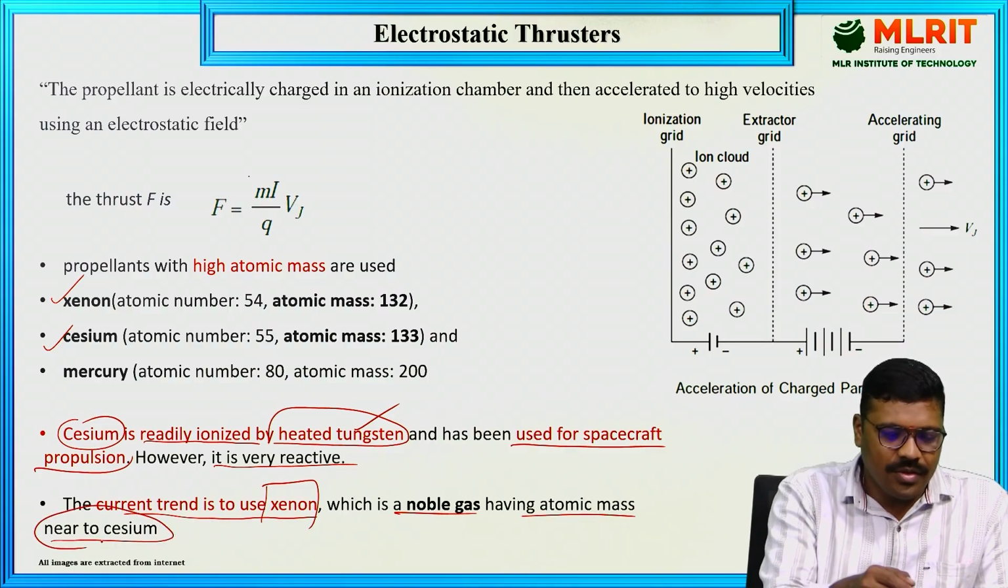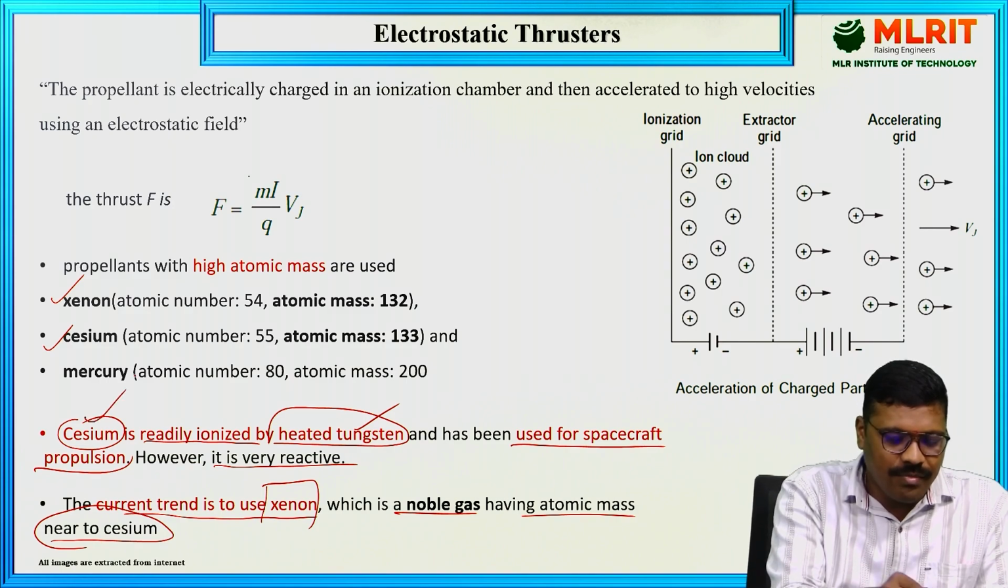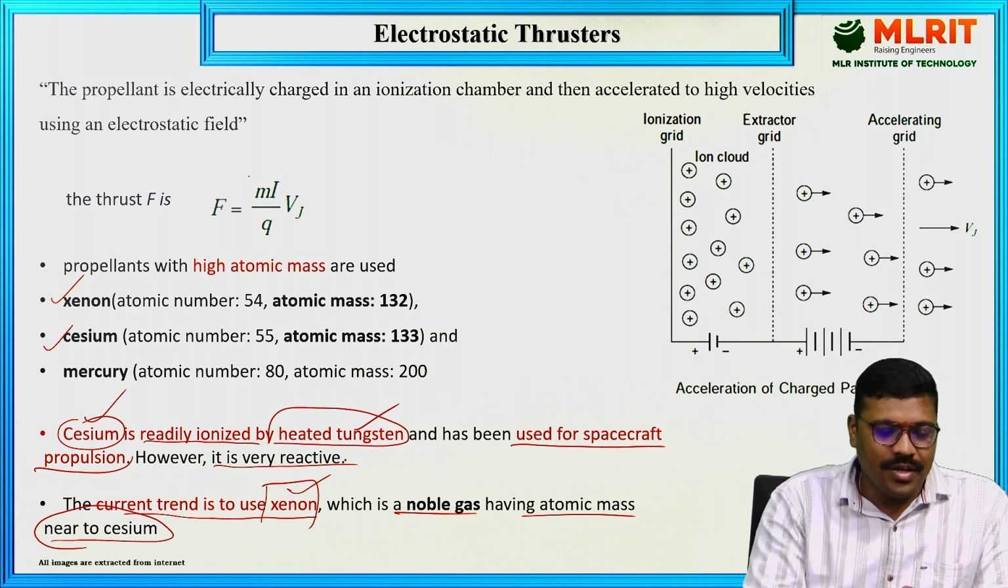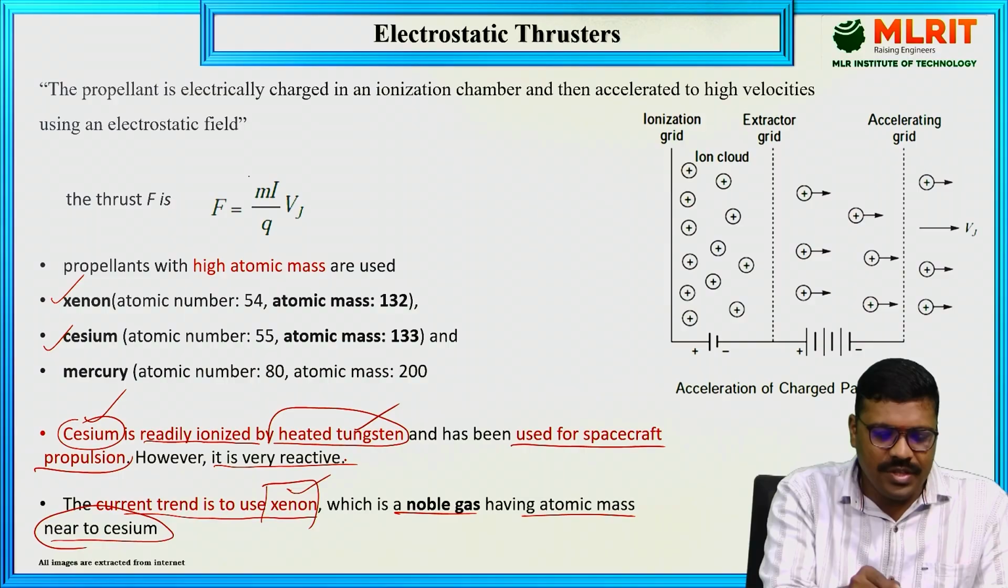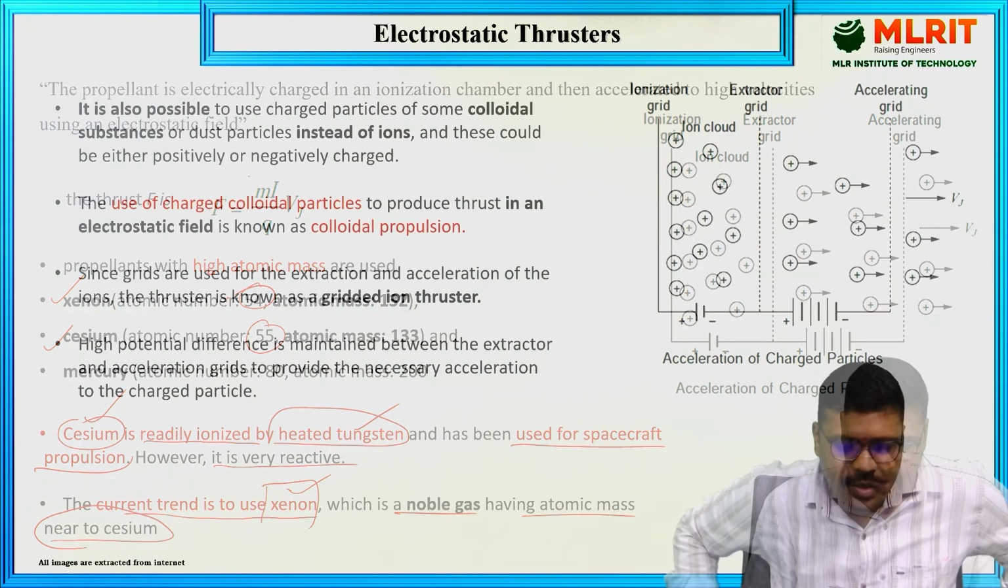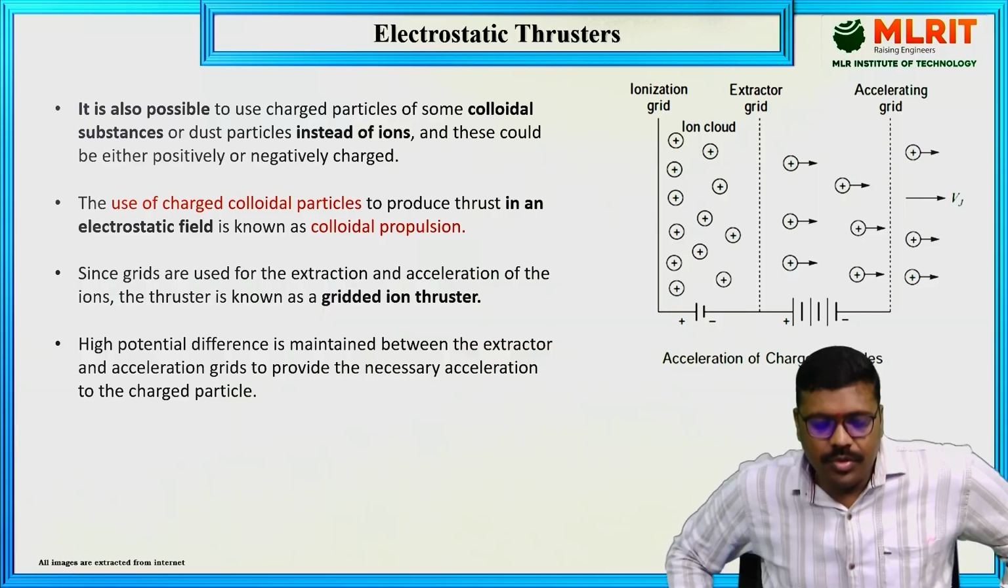Initially we used cesium. Now we have started using xenon. Cesium is 55, xenon is 54. Only one is different.